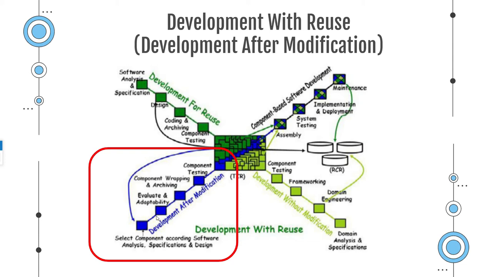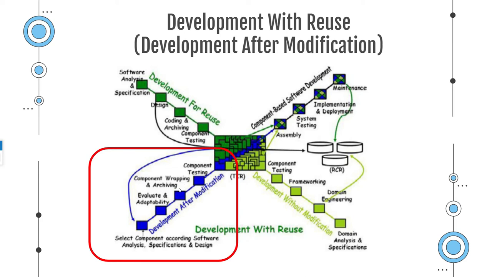the software. Next, in the stage of evaluate and adaptability, the selected components will be evaluated based on their capability and adaptability to fit in the system architecture design. While the software developer will also evaluate the selected component based on the requirement to ensure that the components are highly scalable. Later on, we will proceed to the stage of the component wrapping and archiving.